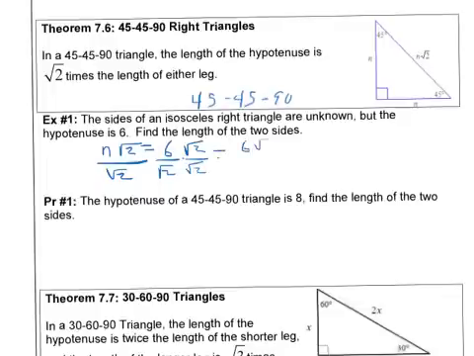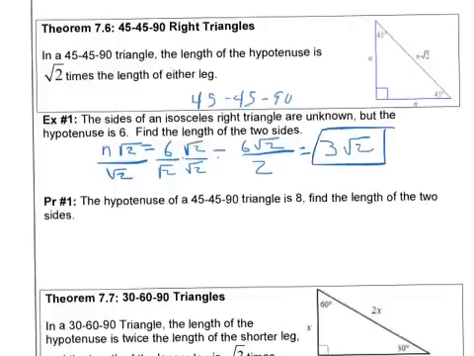That would equal 6 rad 2. And rad 2 times rad 2 just equals 2. Well, now I have a 6 over a 2. Well, 6 divided by 2 is 3, so this equals 3 rad 2. And there we go. Both of the sides would have to be 3 rad 2 in this situation.